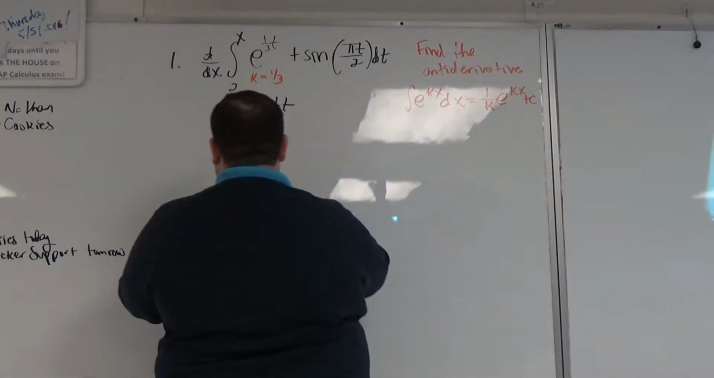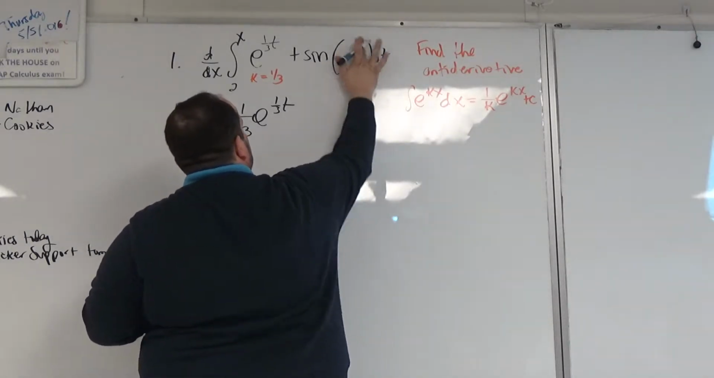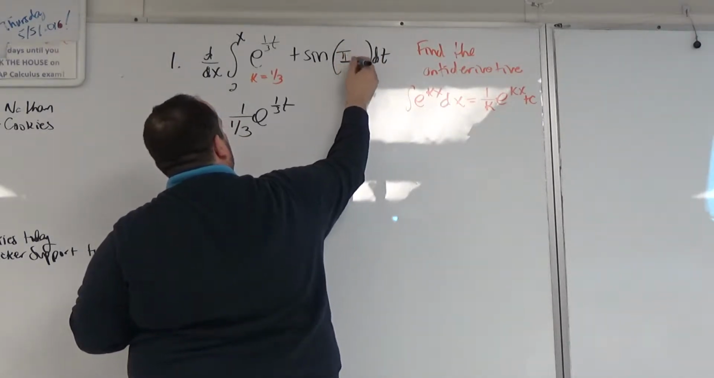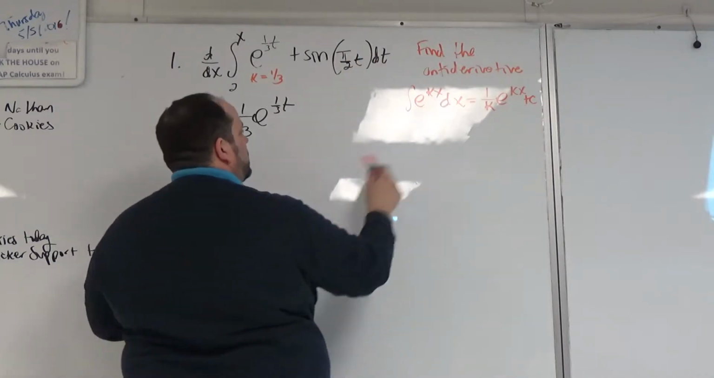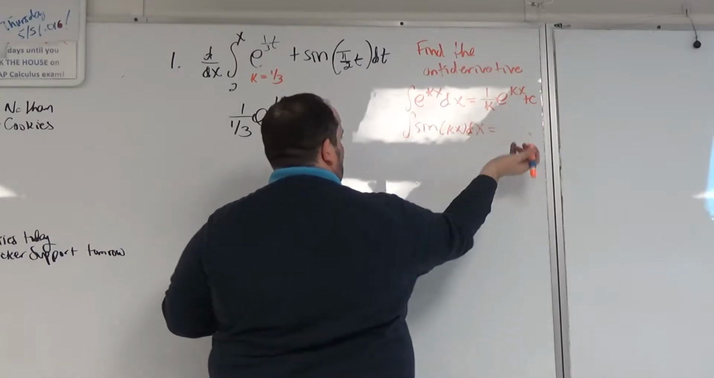Okay, now I need to know, what about this sine of pi t over 2? Well, let's do a little bit of legal rewriting over here as well. Pi over 2 times t. Okay, antiderivative of sine kx dx. You guys know that one.